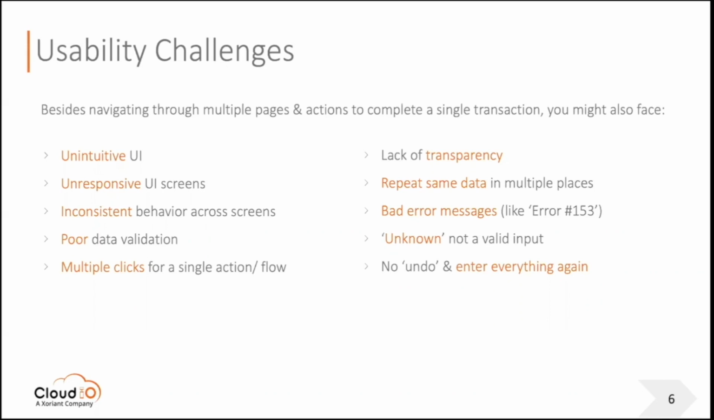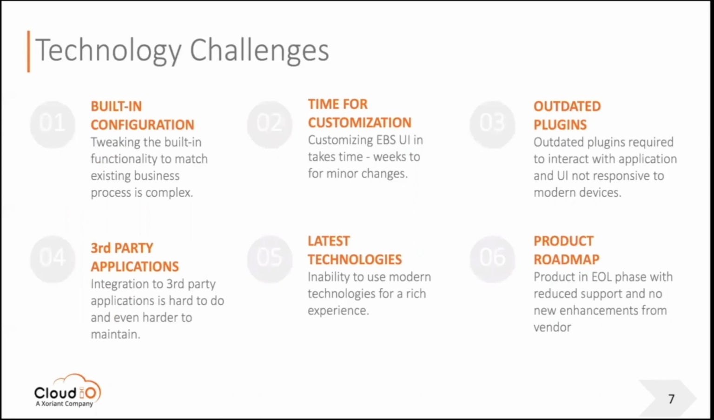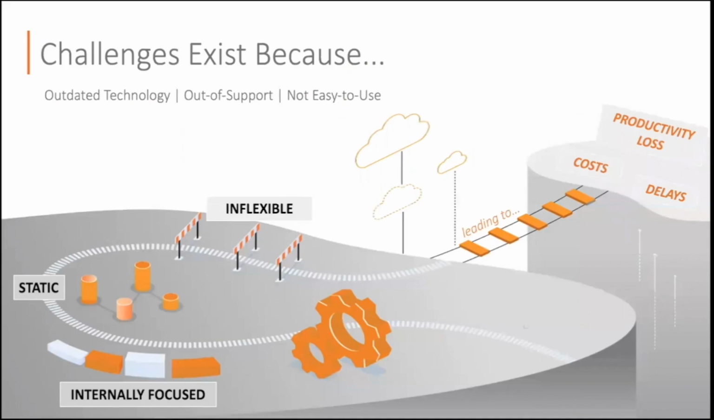And most of them are due to the underlying technology that was used long back to build these screens, and also not being able to upgrade them over a period of time. So the technical challenges with the kind of technology being used, and the native interface challenges that we discussed earlier in the slide, tend to give you systems that are static, internally focused, not so flexible, and that are leading to cost, delays and productivity loss. So we all have issues related to this right now.